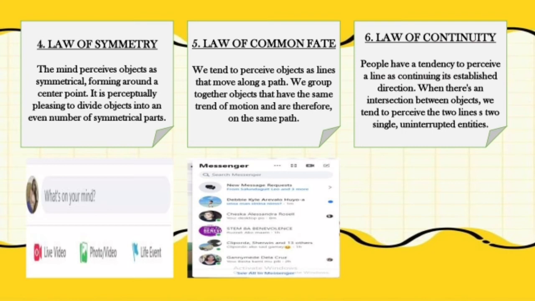Law of common fate. We tend to perceive objects as lines that move along a path. We group together objects that have the same trend of motion and are therefore on the same path. The Gestalt law of common fate states that humans perceive visual elements that move at the same speed or direction as parts of a single stimulus. A common example of this is a flock of birds. When several birds fly in the same direction, we normally assume that they belong to a single group.